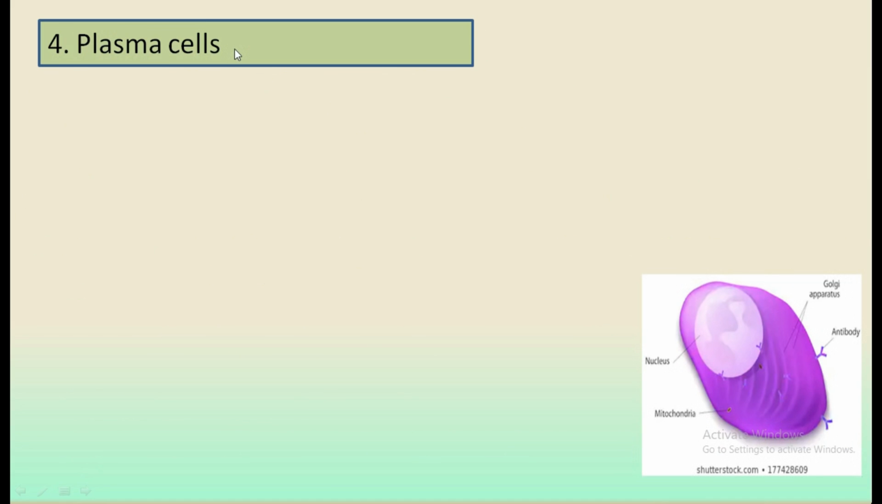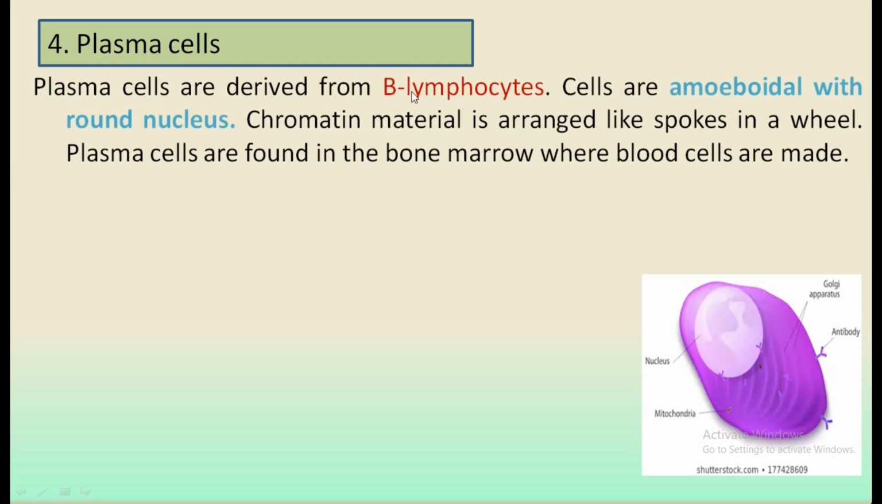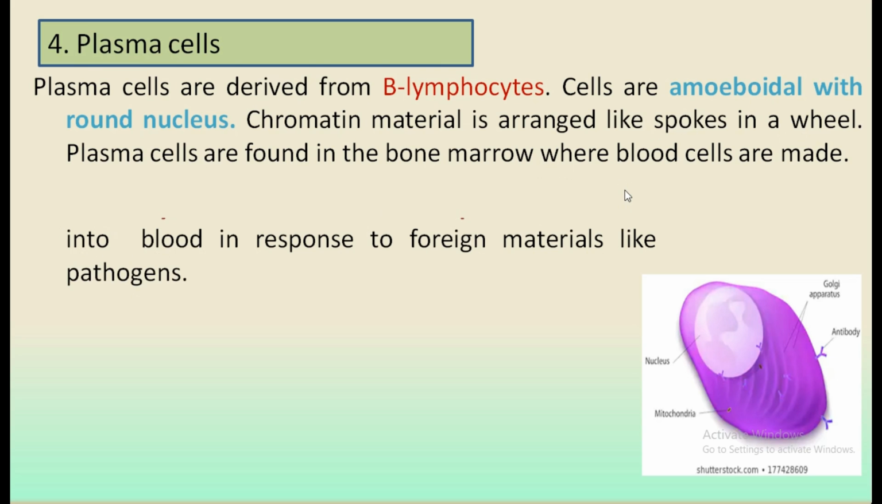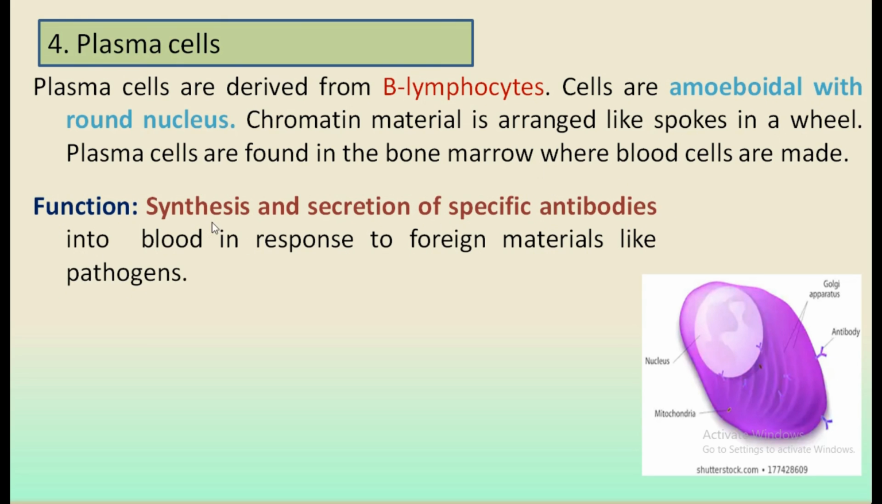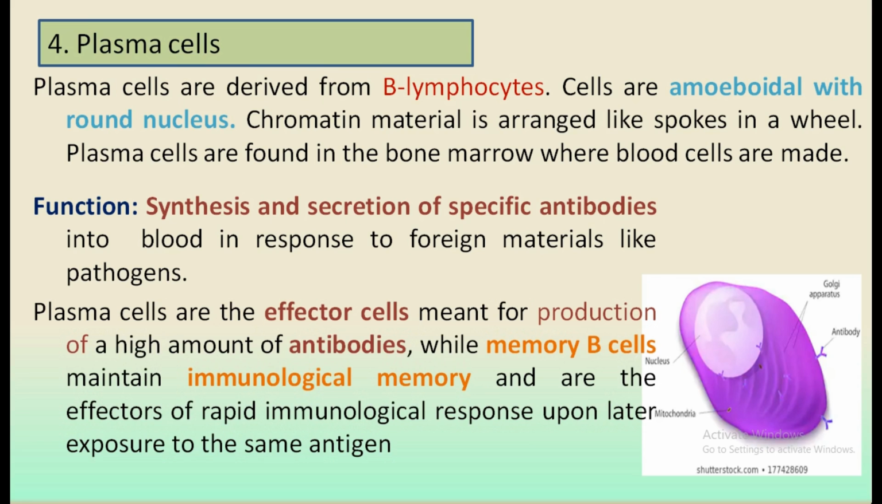The fourth type of cells which are present in areolar connective tissue are plasma cells, and plasma cells are derived from B lymphocytes. So these are amoeboidal cells with round nucleus, and their chromatin material is arranged like spokes in a wheel. They are found in the bone marrow where blood cells are made. The function of these plasma cells is to synthesize and secrete specific antibodies in response to foreign antigens.